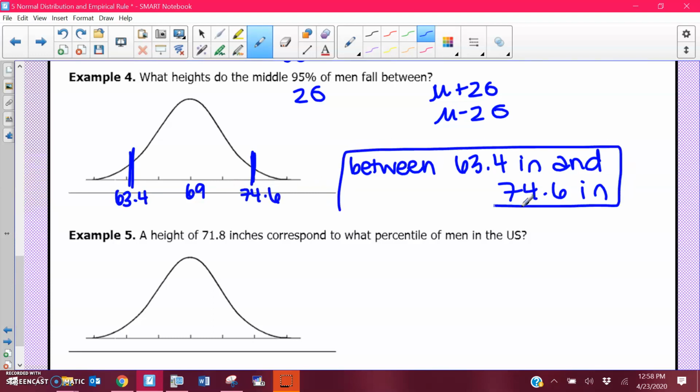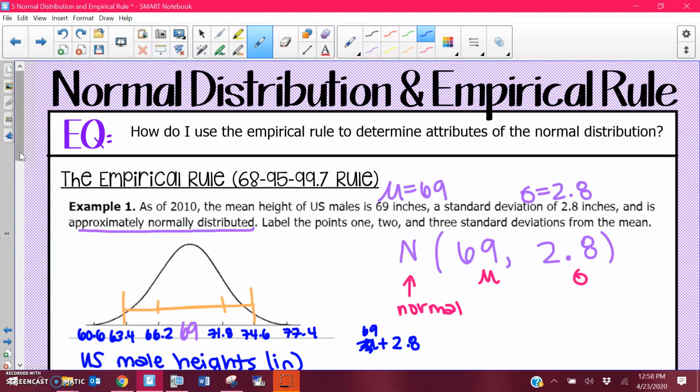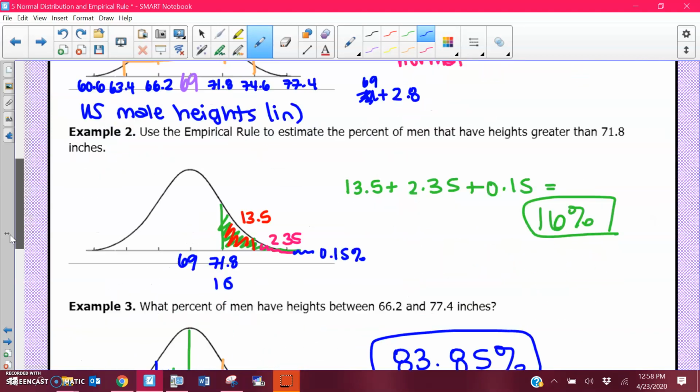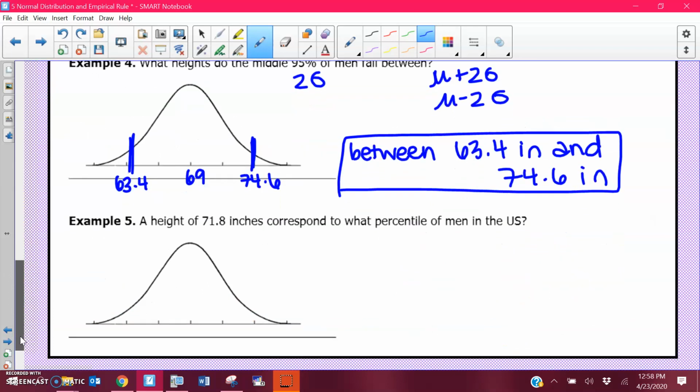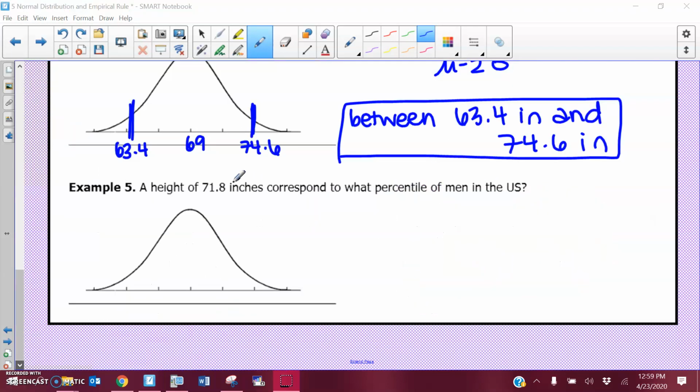The last one is asking about percentile. Oh my goodness, we're scrolling. This video is going to take forever because I can't scroll to the bottom question. I don't know what's happening. Okay, I think I fixed it.